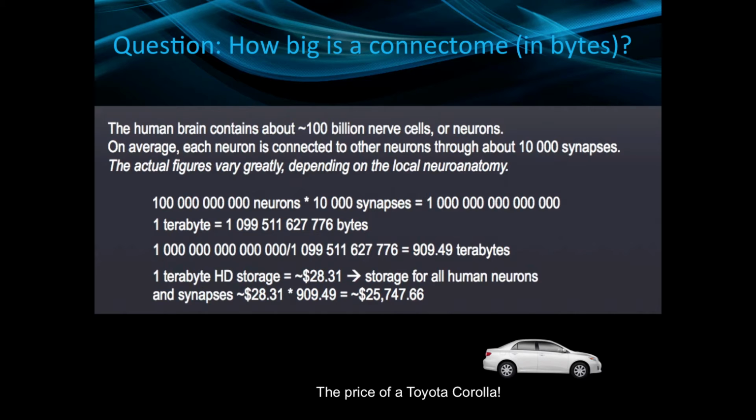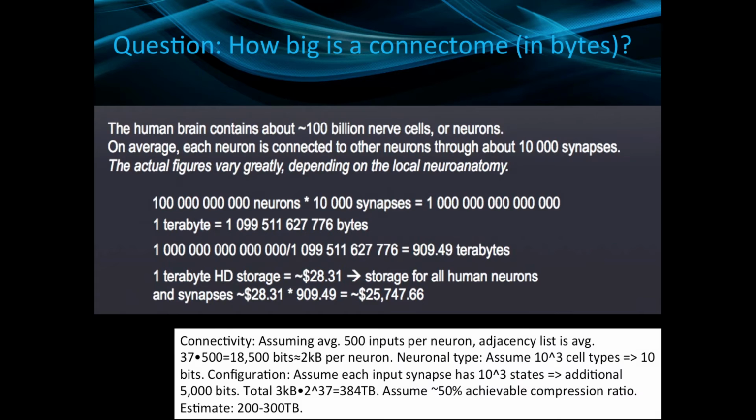There are so many ways you can do this calculation. Another version of it is if you have, on average, 500 inputs per neuron, the adjacency list averages out to 2 kilobits per neuron. If you assume there are 1,000 neuron subtypes, and you want to assume that the neuron can have 1,000 states, and in addition, you could do non-lossy compression on it, you can get the number down to, say, 200 to 300 terabytes. So people are doing this.